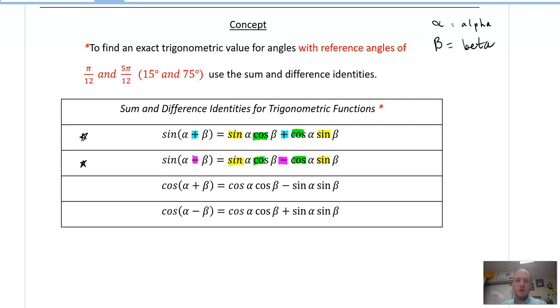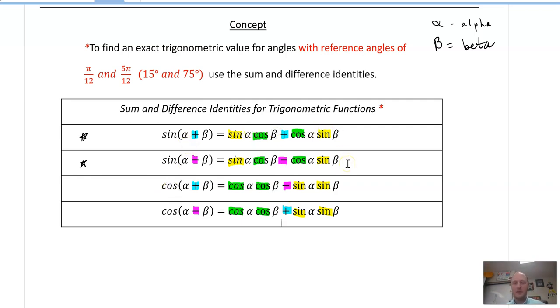For cosine, what I hope you noticed is that cosine is always cosine times cosine, and then minus or plus sine times sine. There's that pattern. And I hope you also noticed that for the operations, it's switched. If I'm adding, I'm going to subtract, and if I'm subtracting, I'm going to add. And the angles, obviously, are always alpha and then beta.